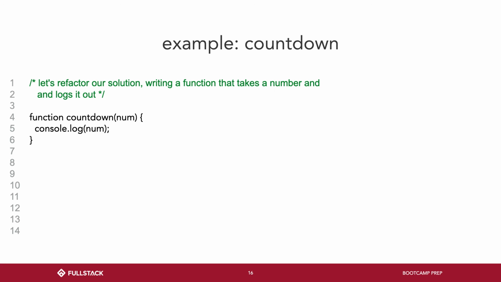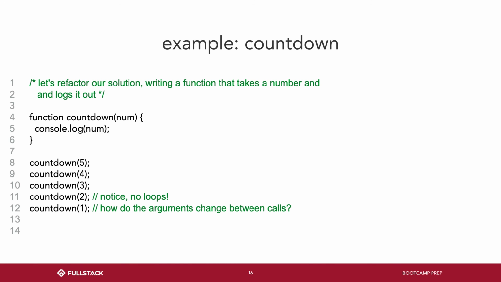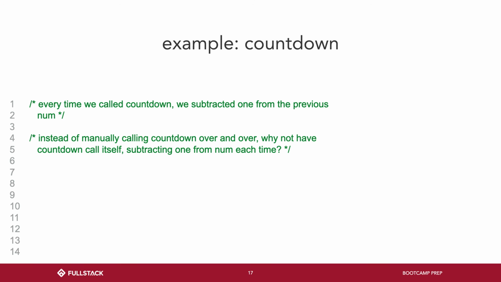So back to the countdown. Let's refactor our countdown function to use recursion. If we count down from num, we console.log num, and we just call countdown a bunch of times, we don't use any loops. However, why would we ever want to do this? Why would we want to manually call countdown 5 times with a number less than itself? Why can't we just tell countdown to do that itself by changing the inputs? Every time we call countdown, we subtract 1 from the previous number. Instead of manually calling countdown over and over, why not have countdown call itself?